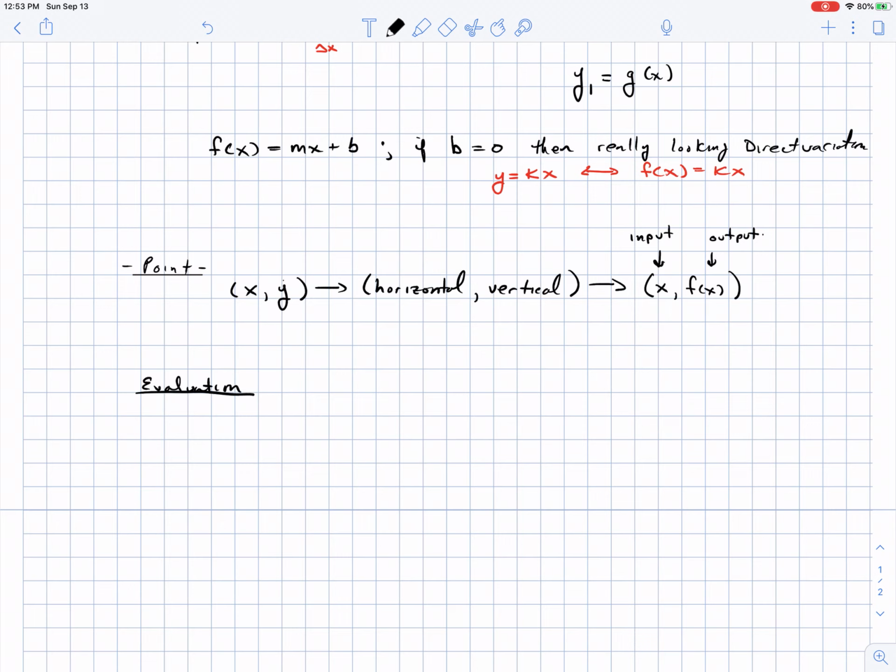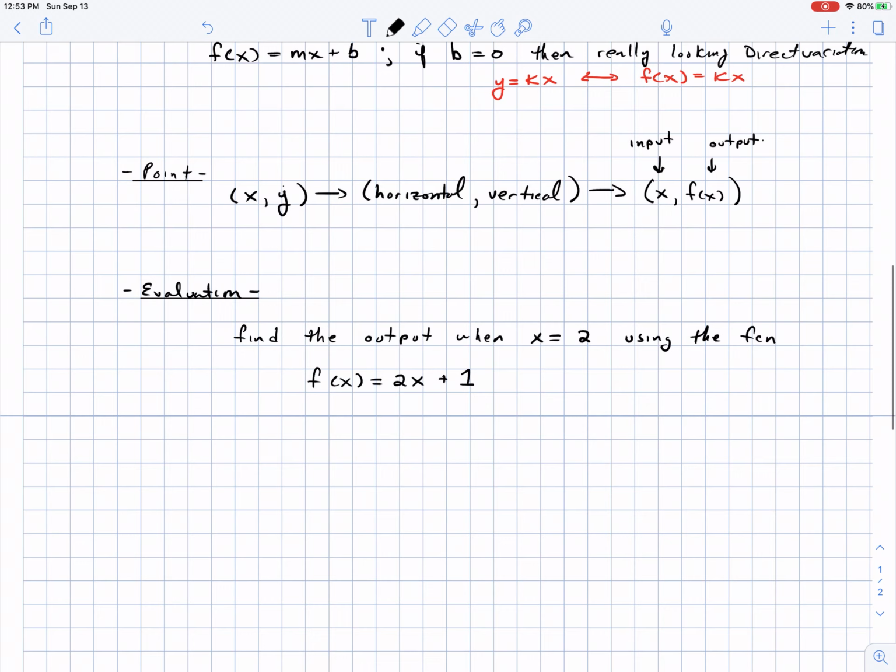Okay, so a basic evaluation is when you know your input and you plug it in and you get out your output. So what we're going to say here is this. We're going to ask, can you please find the output when x, your input, is 2, using the function fcn, which is my little abbreviation for function, f of x equals 2x plus 1.